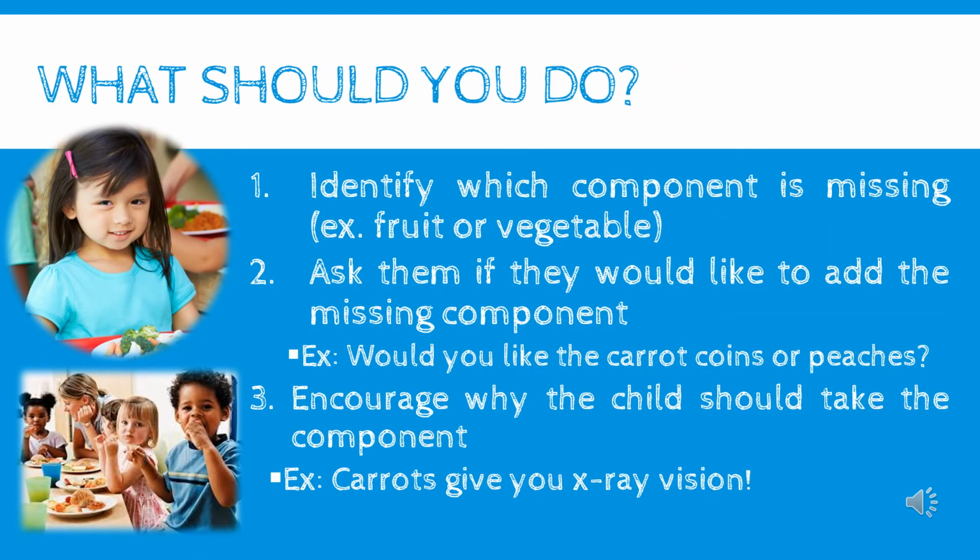Based on this last example, where the child did not have all the meal components, what should you do? First, you should identify what component is missing. So for the last example, the child was missing a fruit or vegetable. 2, ask them if they would like to add the missing component. You could ask, would you like the carrot coins or peaches? 3, encourage why the child should take the component. You could say something like, carrots give you X-ray vision.